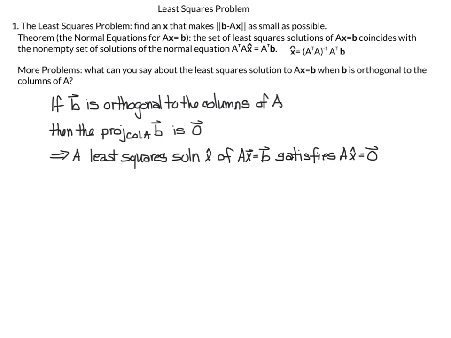The second question: what can you say about the least squares solution to Ax equals b when b is orthogonal to the columns of A? If b is orthogonal to the columns of A, then the projection of b on the column vectors of A is 0. So the least squares solution of Ax equals b satisfies A x hat equals 0.